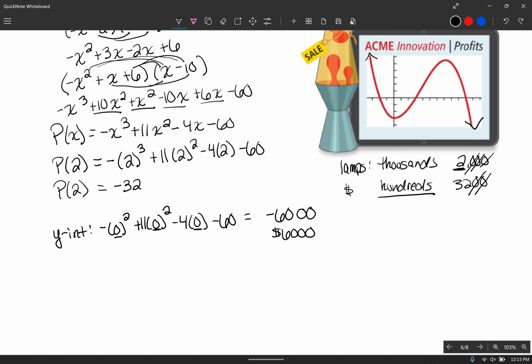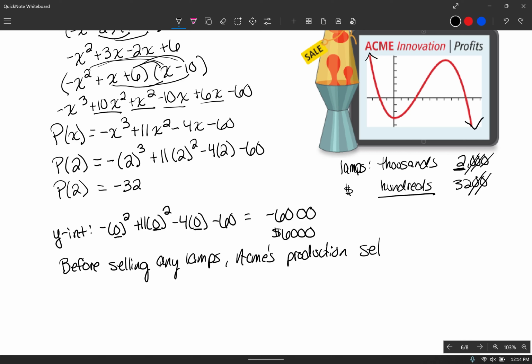All right, so before selling any lamps, Acme's production setup cost is $6,000. So that's how much it's costing me to set everything up but not actually sell any lamps.